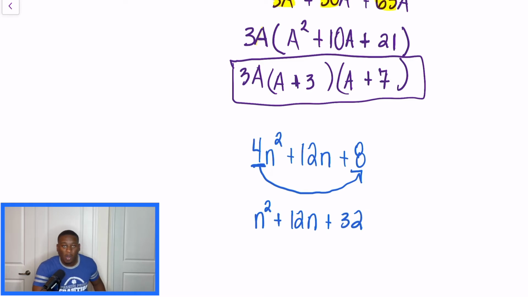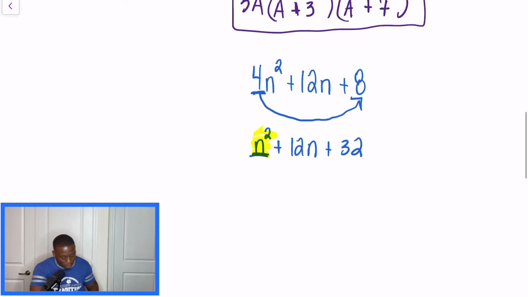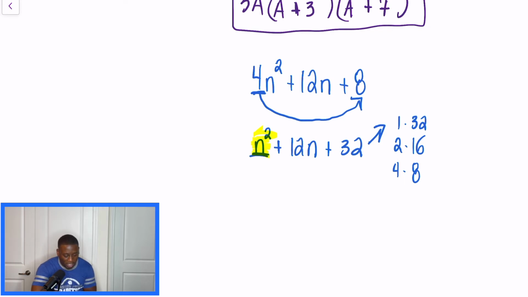All right, so now we have a regular trinomial, and this is why we use the slip and slide method. We want this first term to be the variable to the second power, right? We don't want a number in front of it. So now I'm looking at this and I'm saying to myself, all right, let's factor 32. We're writing out all the factors that could go into 32. And we should know that it's going to be, let's see, I believe 4 and 8, right?